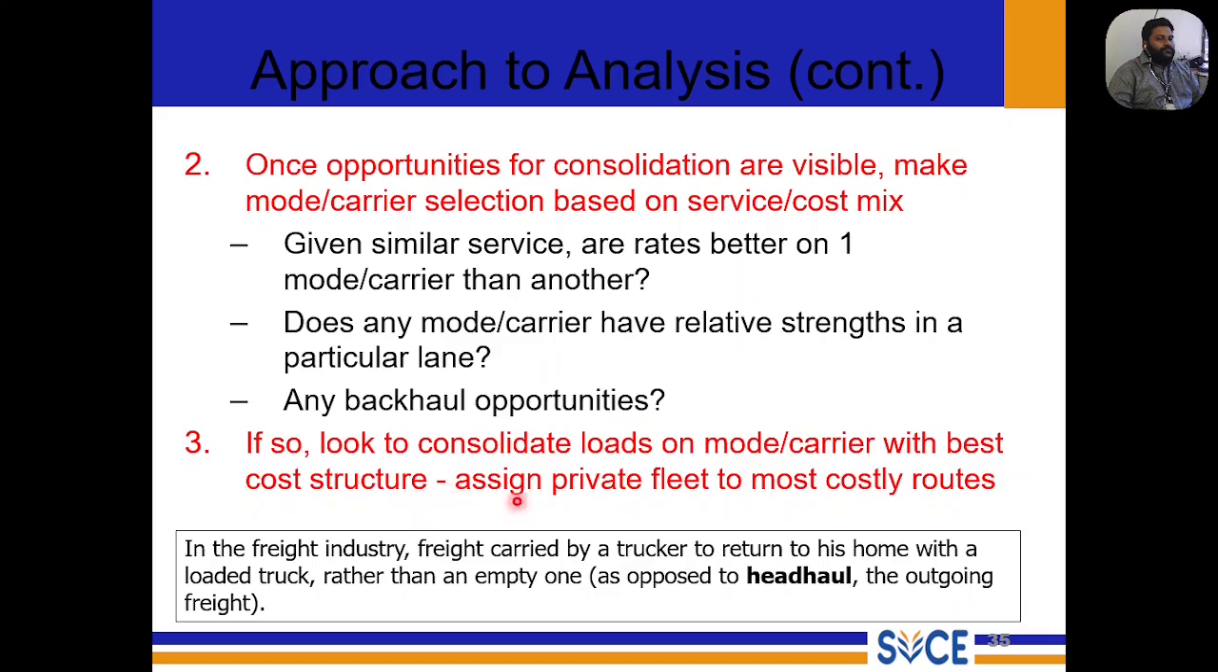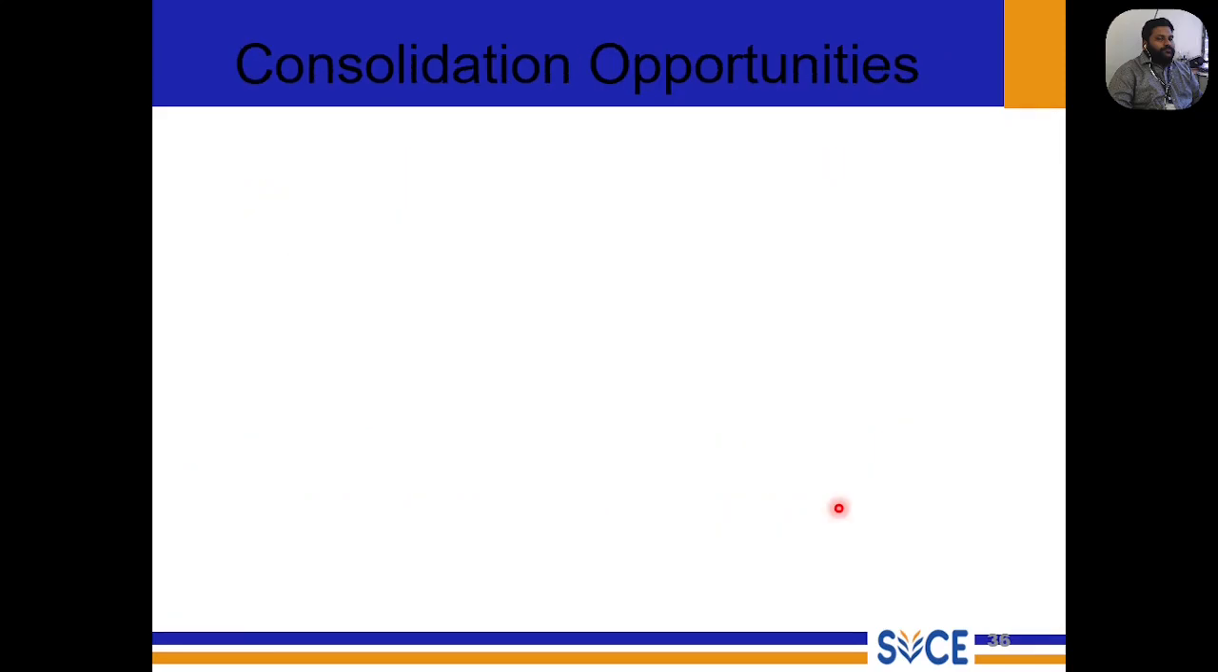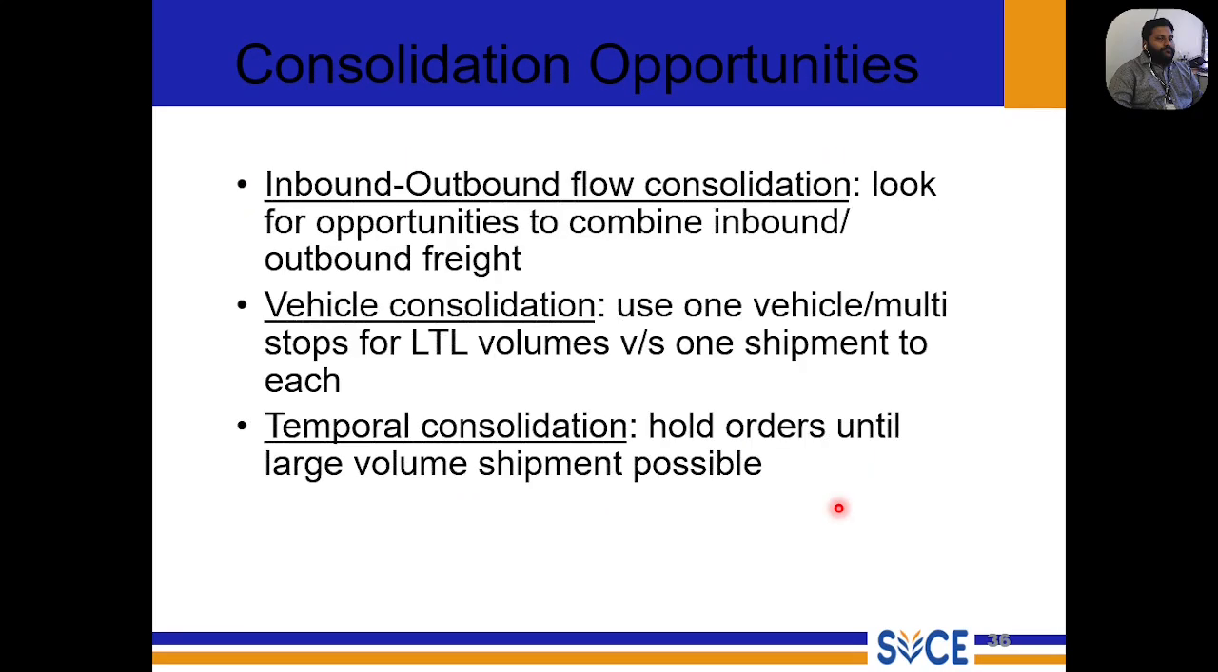Assigning a private fleet to the most costly routes. So when you see the consolidation, as we discussed over the inbound and outbound flow, look for opportunities to combine those two in a freight form. Vehicle consolidation is like combining LTL volumes versus one shipment to each. Temporal consolidation is like holding orders until a large volume of shipment is possible.